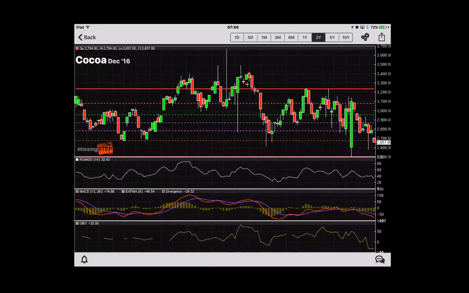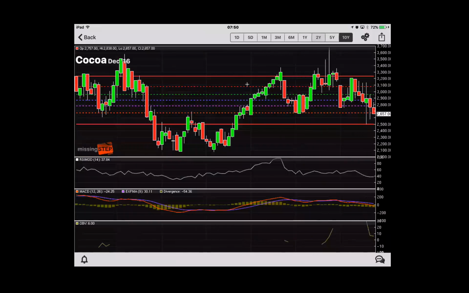Okay, cocoa, pretty hard slide yesterday. I'm looking for it to continue lower.